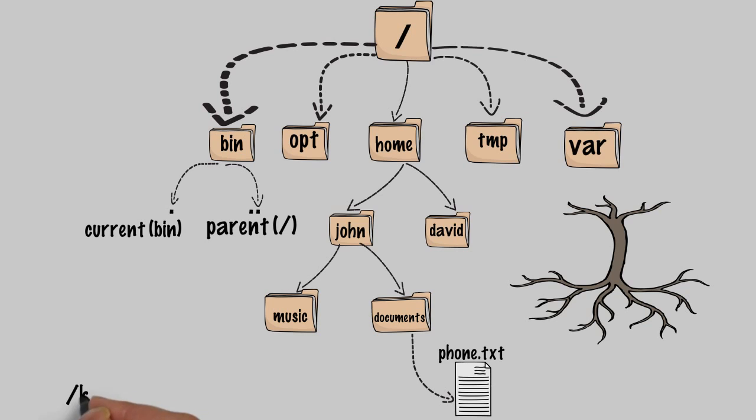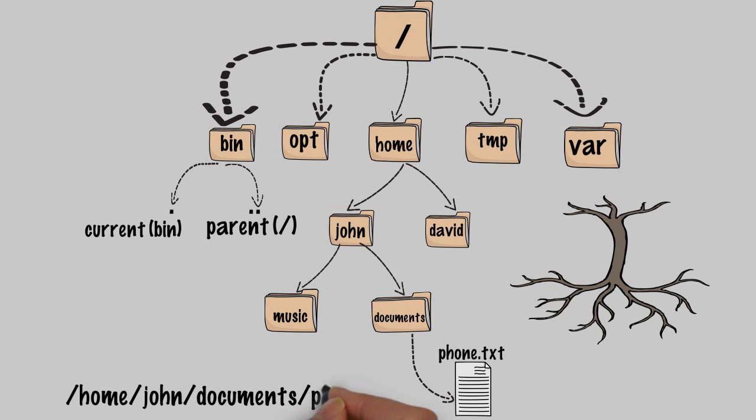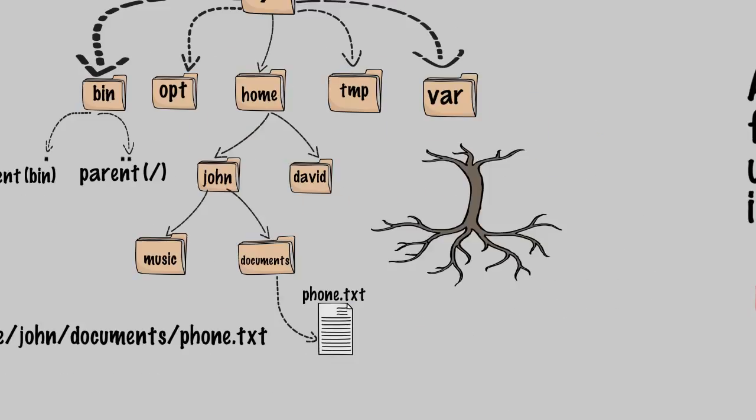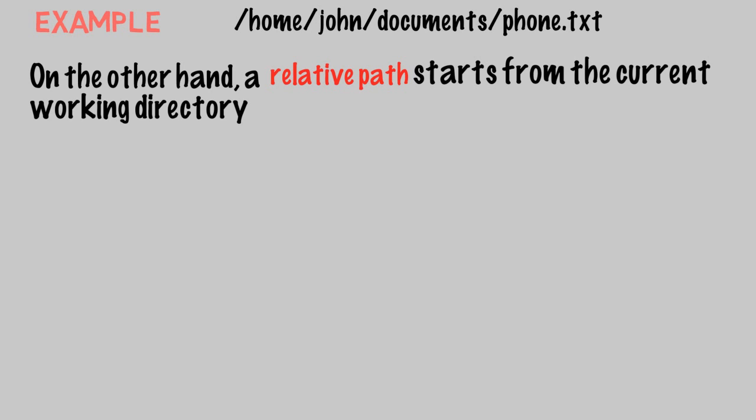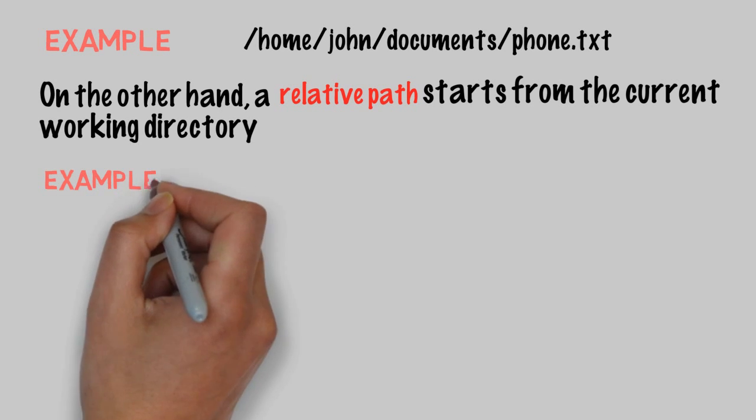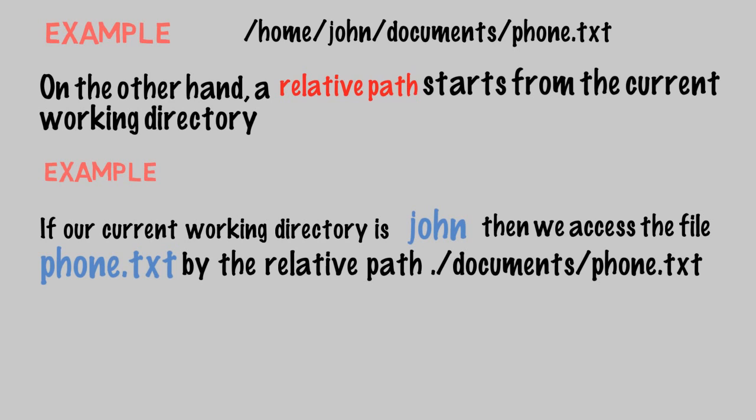We use a forward slash to separate between directories. As you can see, you have to go to home, John, documents, phone.txt to access the phone file. Another way is to use the relative path, which starts from the current working directory. So if you are currently working in John's directory, you don't need to access phone.txt by the absolute path name. You can use the relative path name instead, documents/phone.txt. The relative path name is usually shorter than the absolute path name.